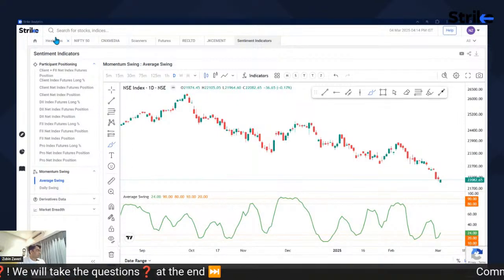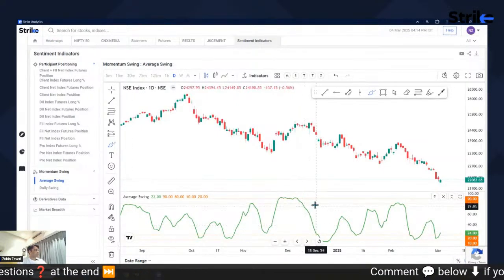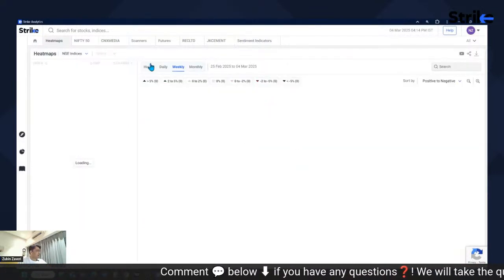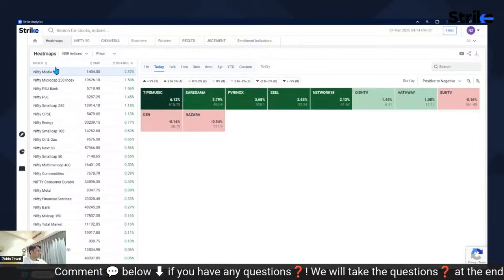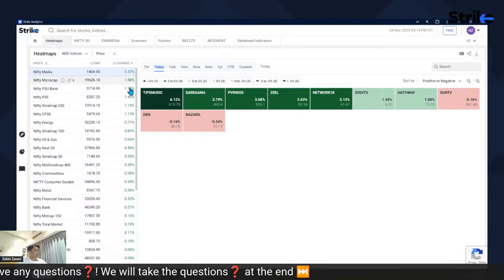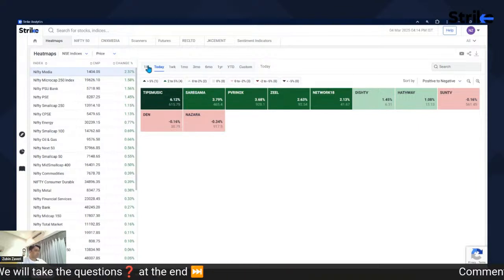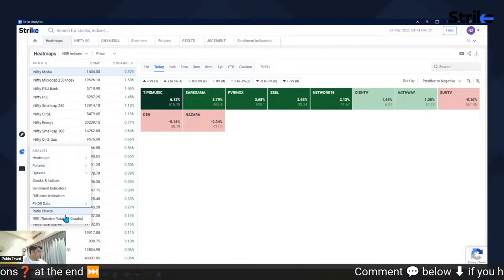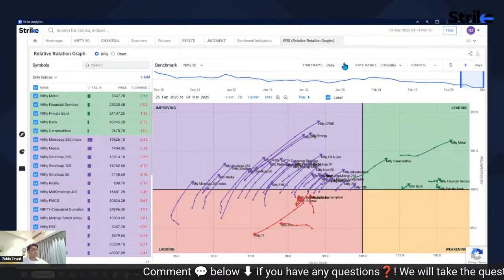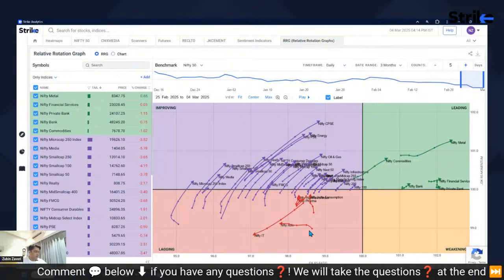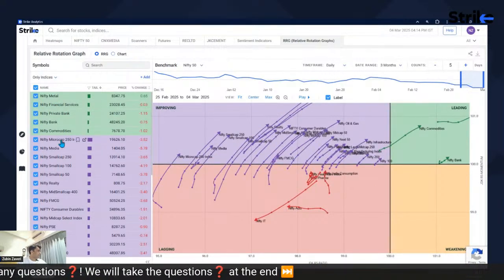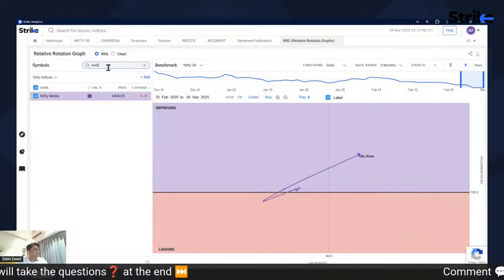We just saw in the heat maps that the auto index today has bounced back. Okay, on the daily time frame chart, sorry, not the auto, the media. Media is the one which bounced back the most, 2%. So the same thing, if we are looking at RRGs, in RRG on the daily time frame chart, we can see media. Where is media? So you can just search over here, MEDIA.